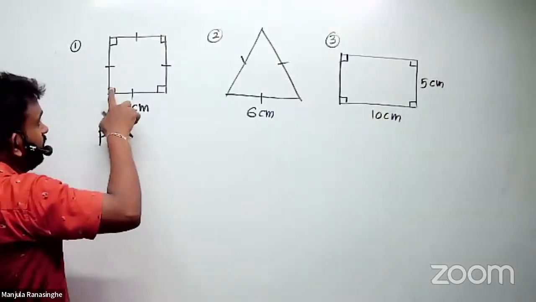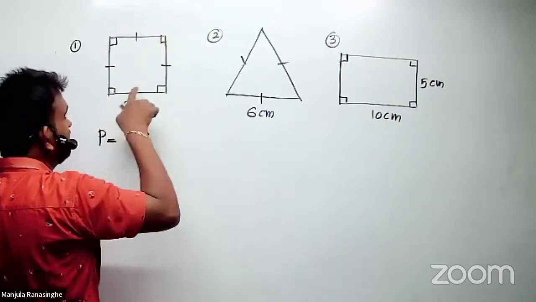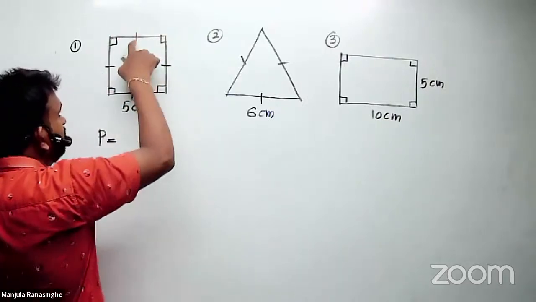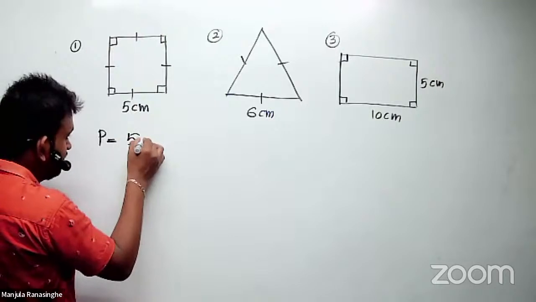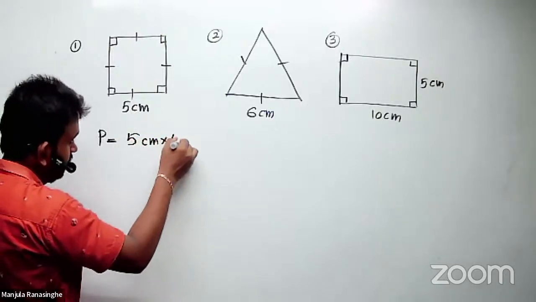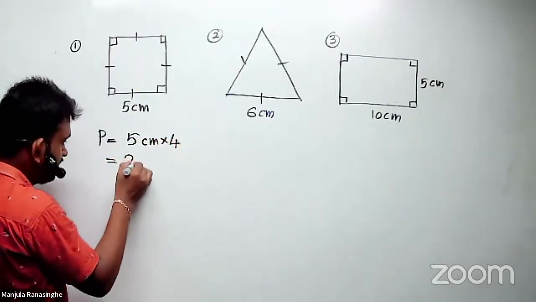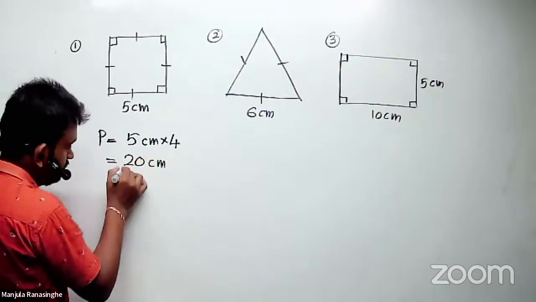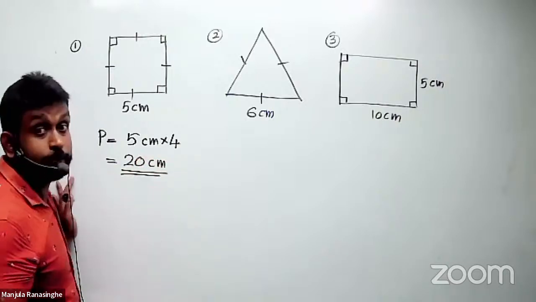Tell everyone, one side length, how many times? 4 times. 5 centimeter. You can write 5 centimeter into 4. Then it gives you 20 centimeter. So the units are always compulsory.